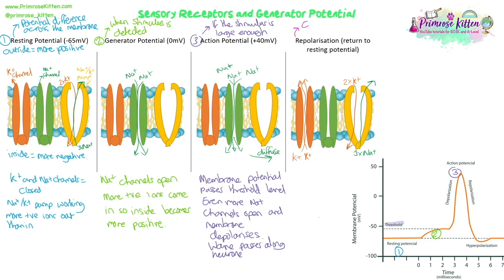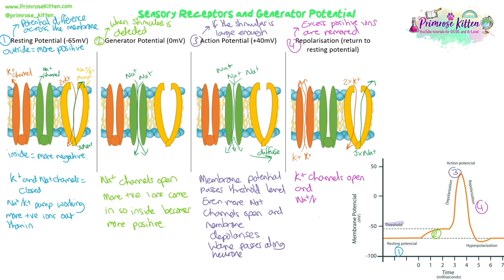So then we have to repolarize. We have to return back to our resting potential by repolarizing the membrane, which basically just means the excessive positive ions are removed and we get back down to about minus 65. We've gone from plus 40 at this point. We've had such an influx of sodium during the action potential that we've gone all the way to plus 40 millivolts. Very positive. And now we need to get back to minus 65. To do that, we have to open the potassium channels and close the sodium channels so we don't let them diffuse back in.